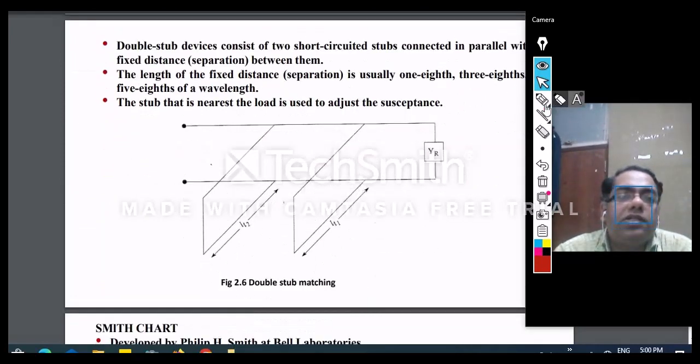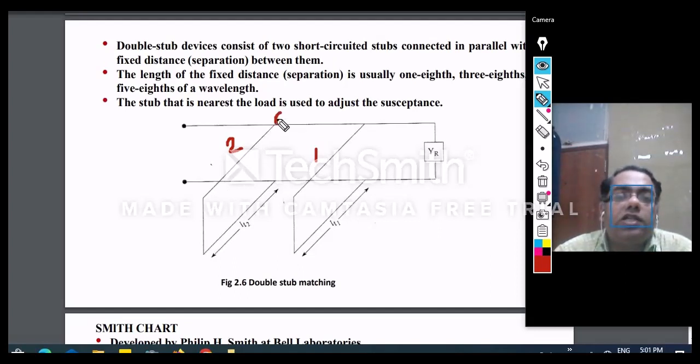Now in this double stub matching, you see these are the two stubs which are connected. The position of the two stubs is fixed. It does not change. For matching different loads to the transmission line, we need not change the position of the stubs. The stubs remain fixed in their place, only the length has to be changed. Length only we can change of both the stubs, and it is sufficient.